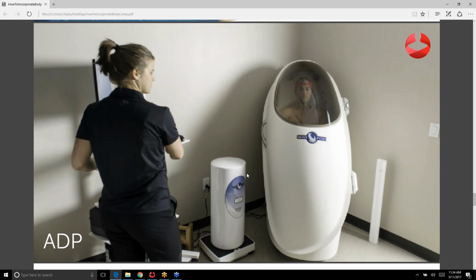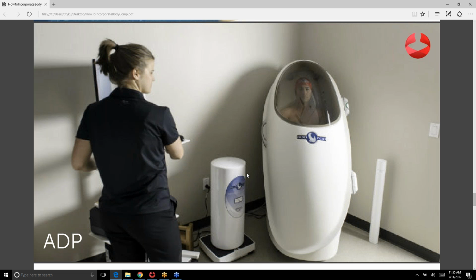Now, also there's something called the Bod Pod, and this is the ADP method. Now, this method is probably the most interesting looking because it looks like somebody's going into a spaceship and they're going to go into orbit. And so it's actually quite a bit of work to get somebody prepared for this. They actually have to wear a sort of a mask on their head in order to make sure that their hair is not going to interfere with the measurement.